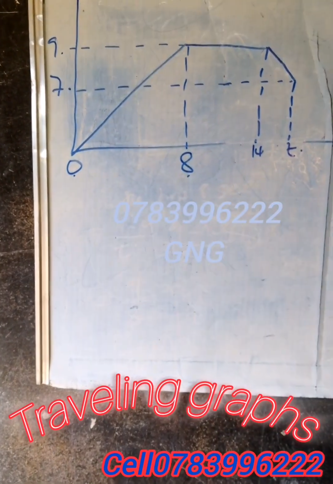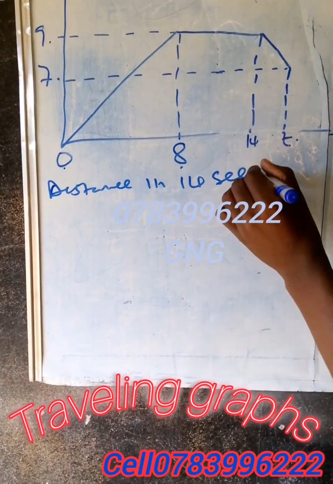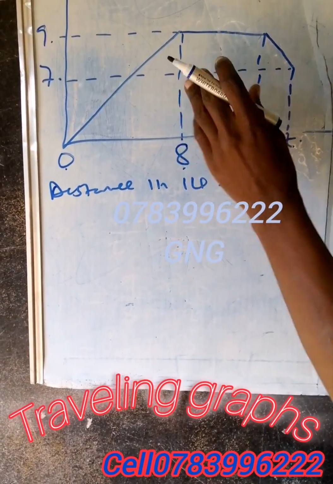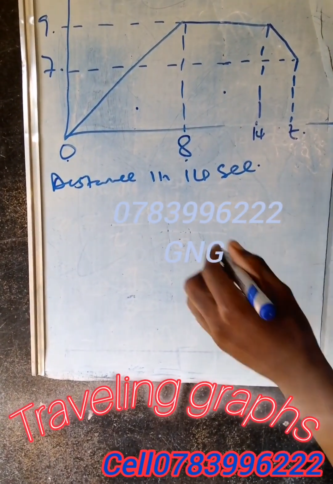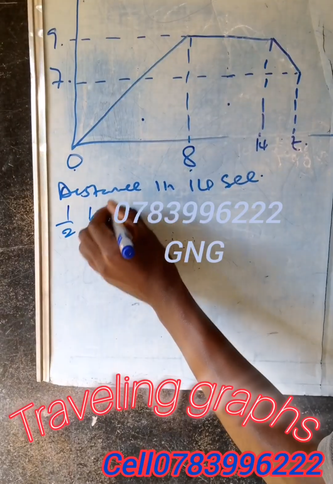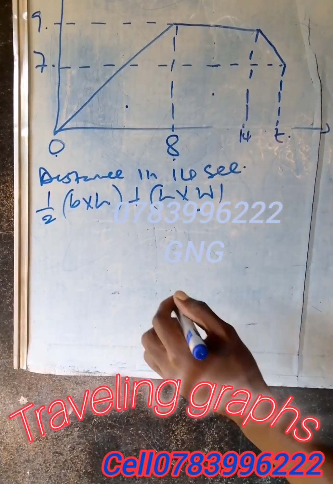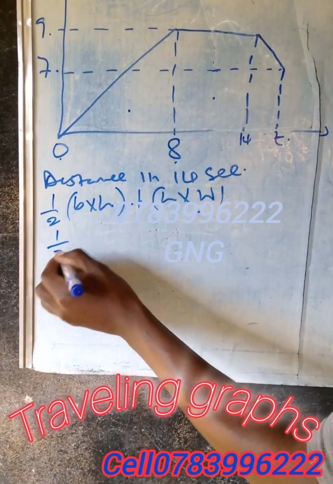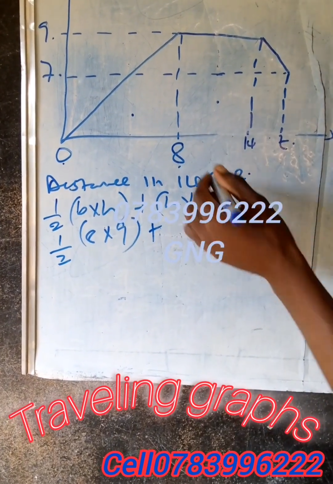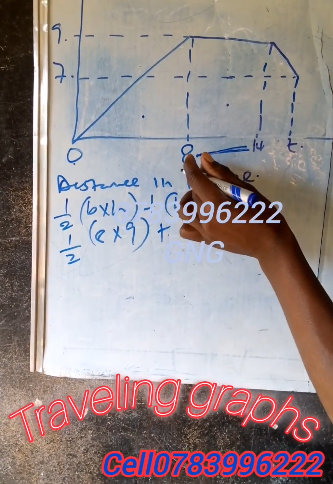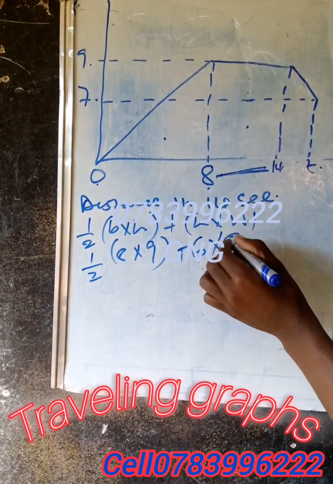Distance in 14 seconds. Calculate distance in 14 seconds. Distance, remember, is the area under the graph. I may use this shape and this shape. Let's just go: half base times height plus length times width. So I may say half 8 times 9, then plus length times width. What is the difference here from 8 to 14? That's 6. 6 multiplied by 9.